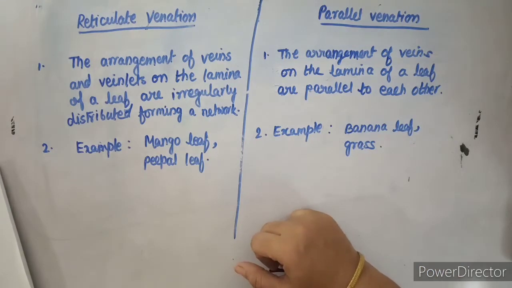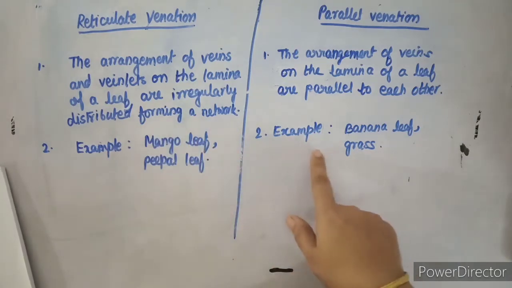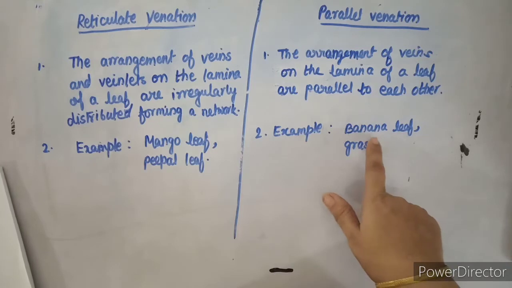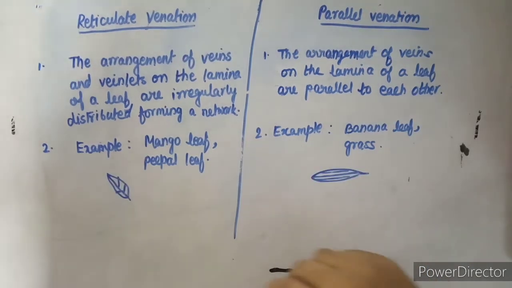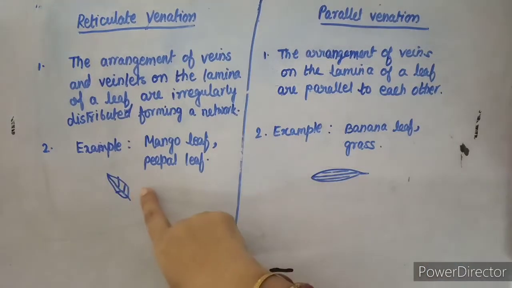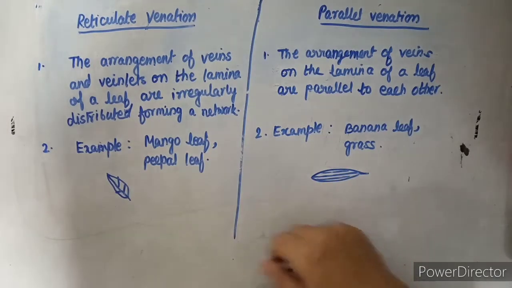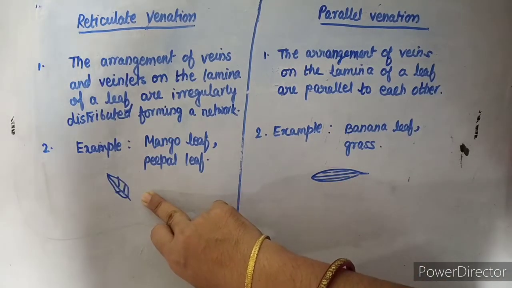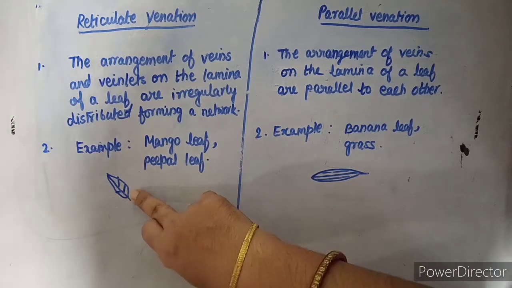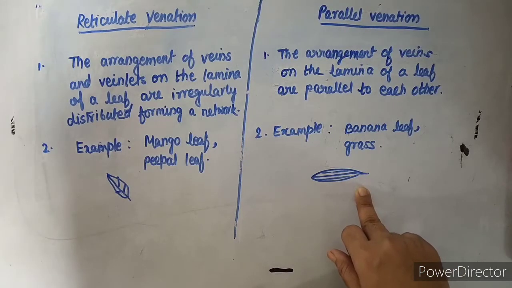Now the second one, example: mango leaf, peepal leaf. Here, banana leaf and grass. If you want to show the diagram, you can also do a rough diagram for this. If you don't want to draw the diagram, no need, but just for your sake I have drawn the diagram. See here, and this one, see, parallel venation.